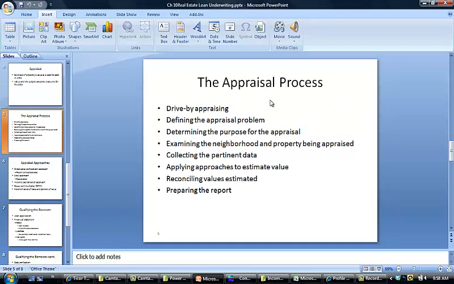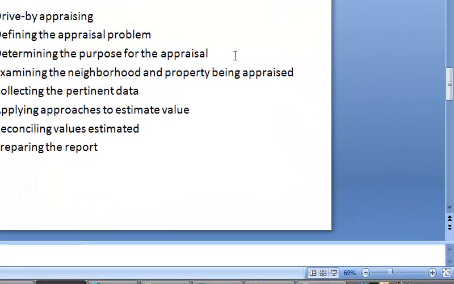In the appraisal, there are different types of appraisals you can use. Normally a drive-by appraisal is probably going to be used for a refinance, nothing else. In determining the appraisal problem, meaning what am I trying to do? I'm trying to support this sale that's coming on, support the sales price or the value. So I have to determine the purpose of the appraisal, how I'm going to do that.